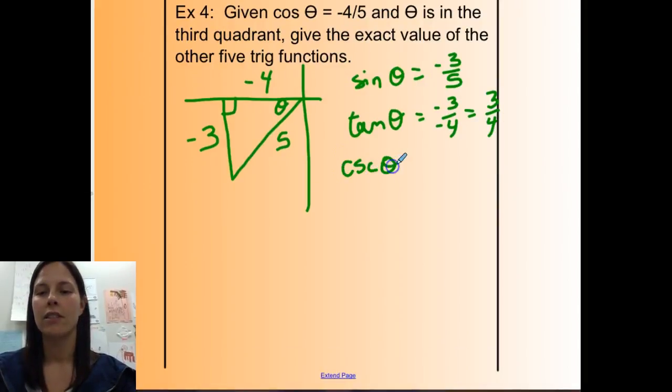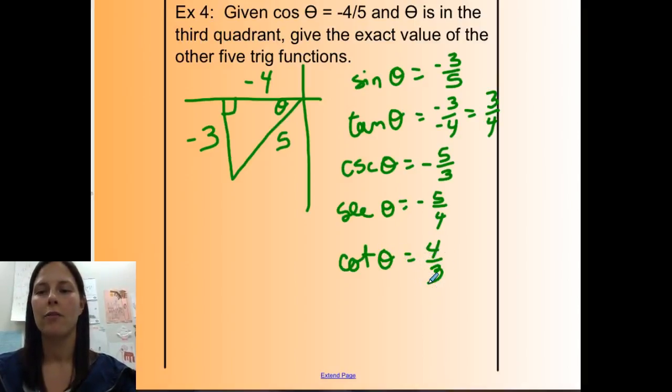Cosecant is the reciprocal of sine, so we have a negative 5/3. Secant is the reciprocal of cosine, so we have negative 5/4. And cotangent is the reciprocal of tangent, so we have 4/3.